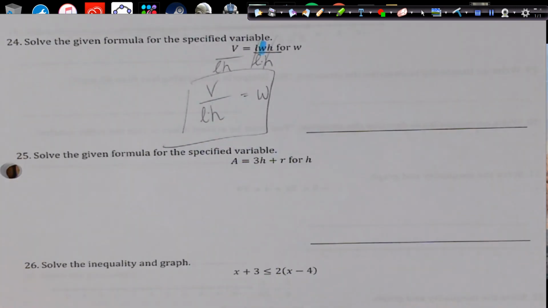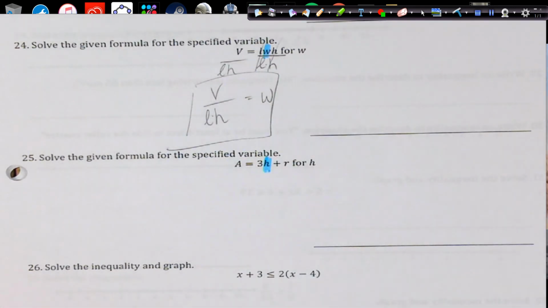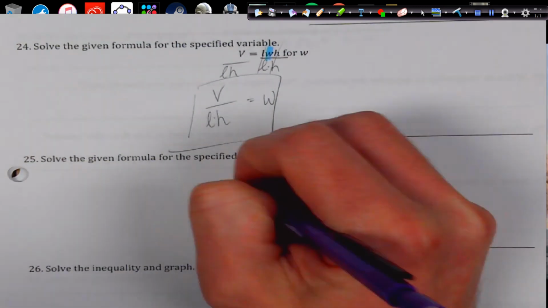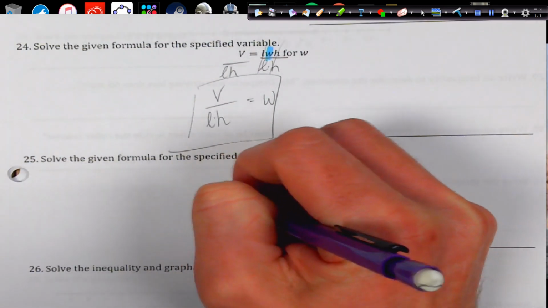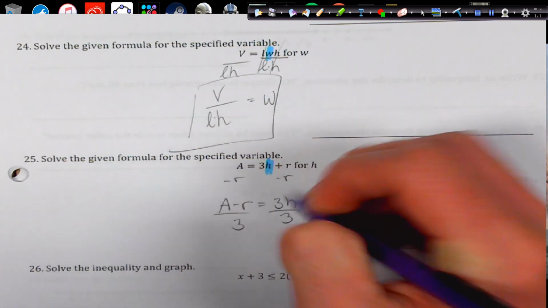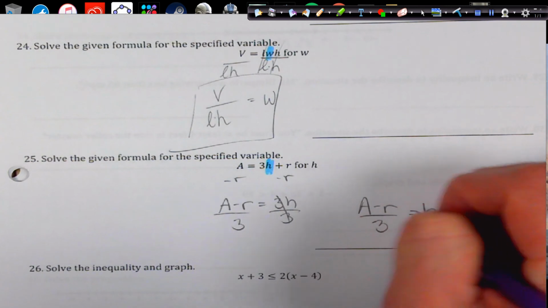Solve for the specified variable. Again, I'm solving here for H. I've got to get rid of the R and the 3. So to get rid of the R, I just subtract R from both sides. That's going to be A minus R equals 3H, then divide by 3. So A minus R divided by 3 is going to equal H.